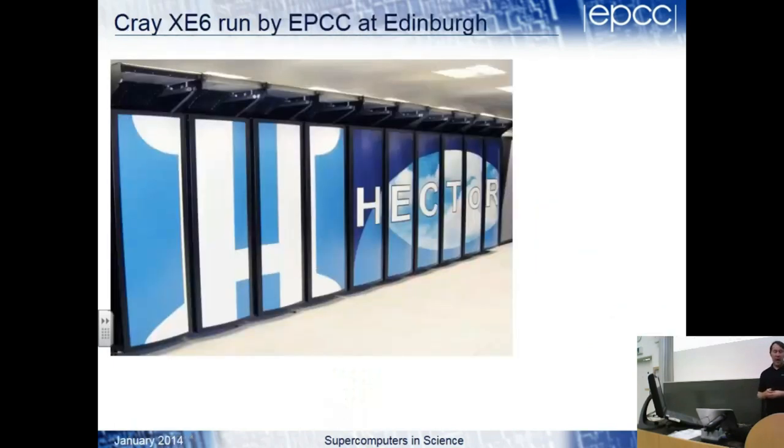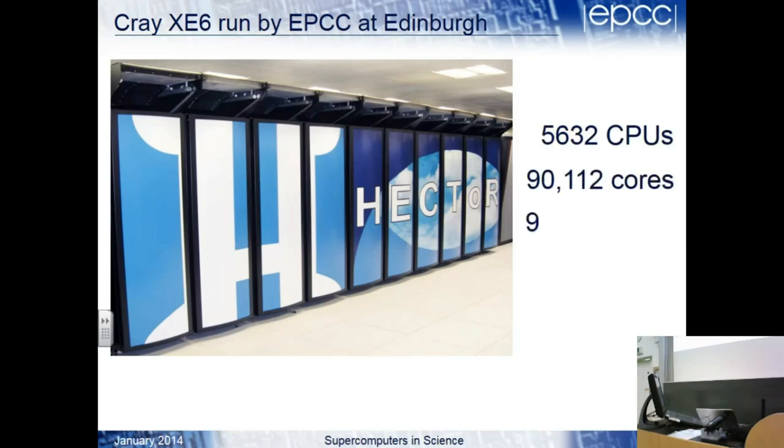So just a couple of examples. This is a historical machine which was decommissioned a few years ago, the previous system to Archer. It was called Hector. It was quite an elegant system. It had about 5,000 CPUs, 90,000 cores. You can see that each CPU therefore had 16 cores. It had 90,000 gigabytes, and it took about a megawatt of power.